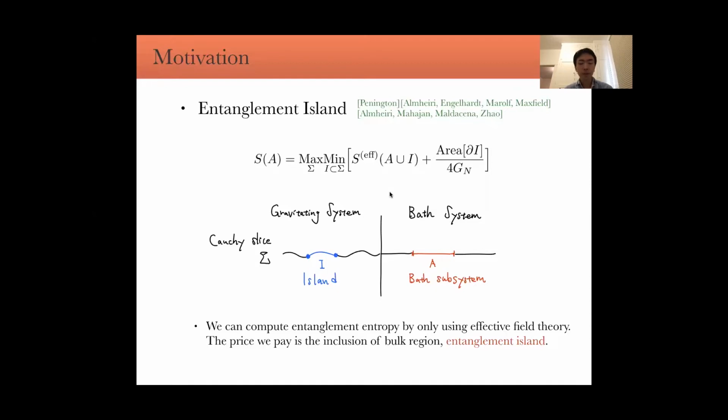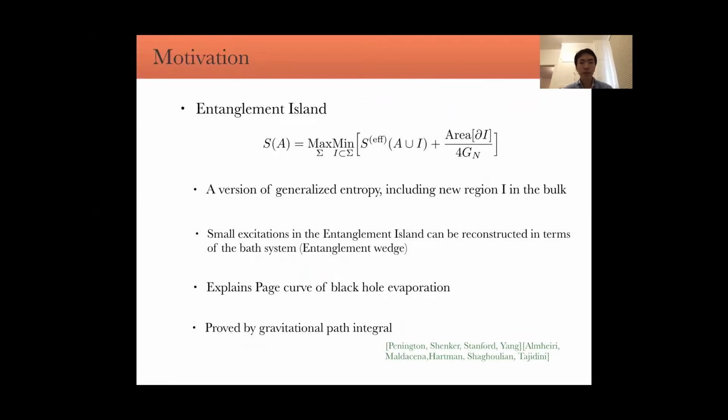Even though the entanglement entropy is a fine-grained quantity, without knowing about non-perturbative gravity and so on, we can compute the entanglement entropy. That is one surprising thing. And indeed, it's not just the entanglement entropy that can be drawn from this formula.